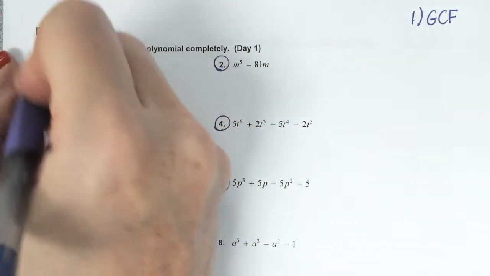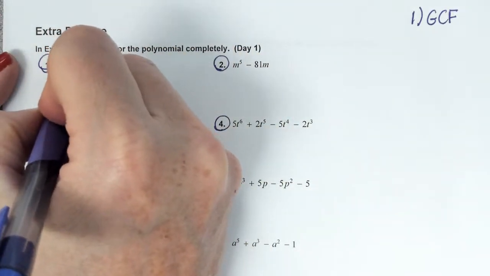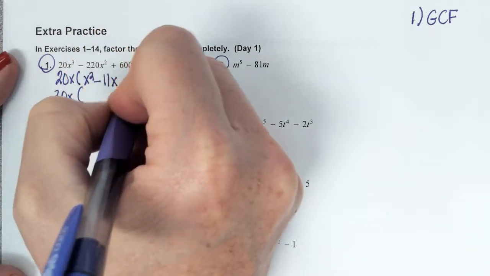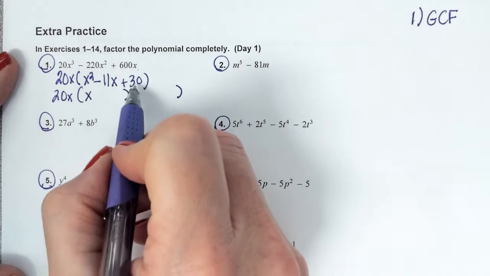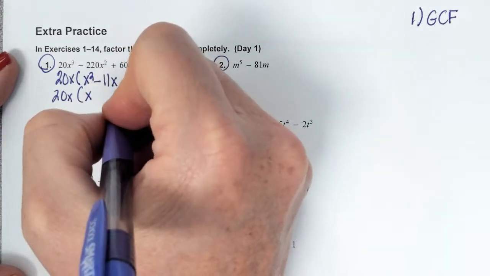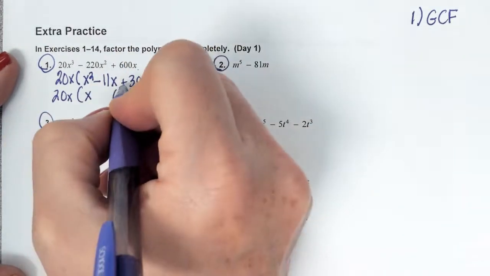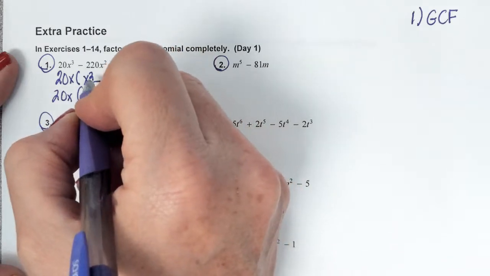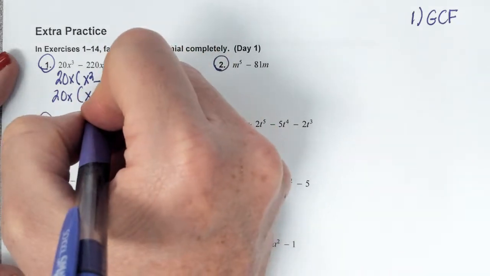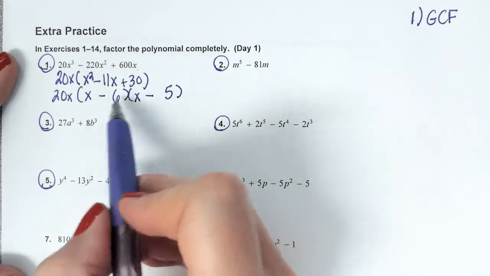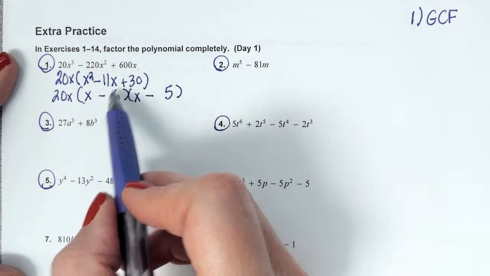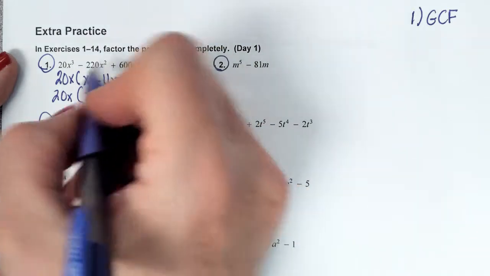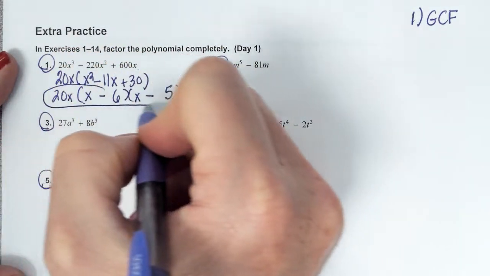Good. So I'm just going to bring down my 20x. I set up my double parentheses. I'm going to do x and x. The numbers that multiply to be 30 are 6 and 5. I needed them to add to actually be a negative 11, so they both have to be negative. And then I just double check. X squared, outers, inners work. The last times the last gives me positive 30, so we're good. That's it.